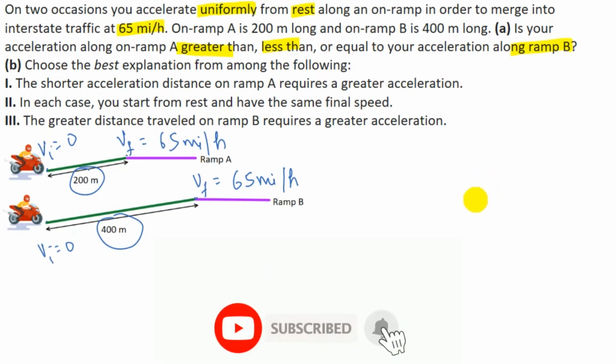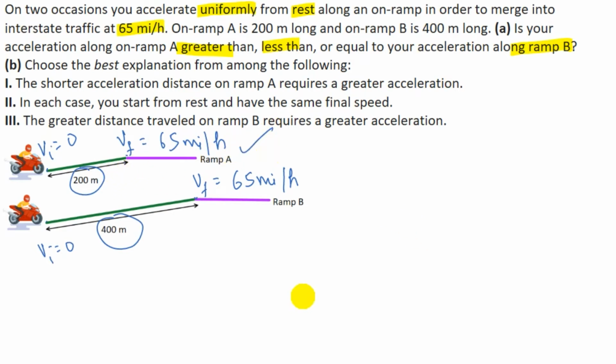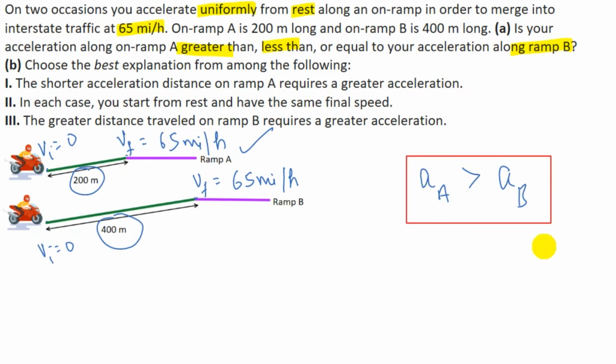Now here we see that in both the cases the initial velocity and the final velocity are the same. So we can say that the average velocity is the same along both on-ramps, and therefore you have to accelerate for a shorter period of time along on-ramp A, and thus the acceleration must be greater along on-ramp A to achieve the same final velocity in a shorter time. Therefore we can say the acceleration along on-ramp A is greater than the acceleration along on-ramp B.